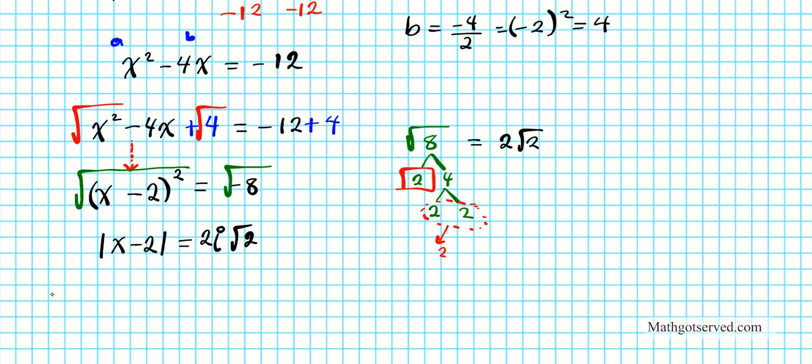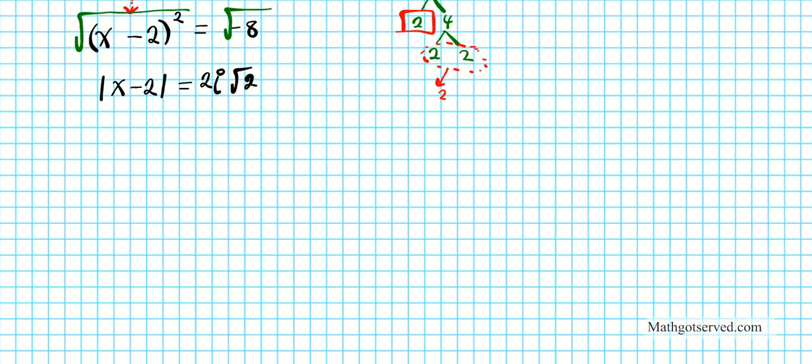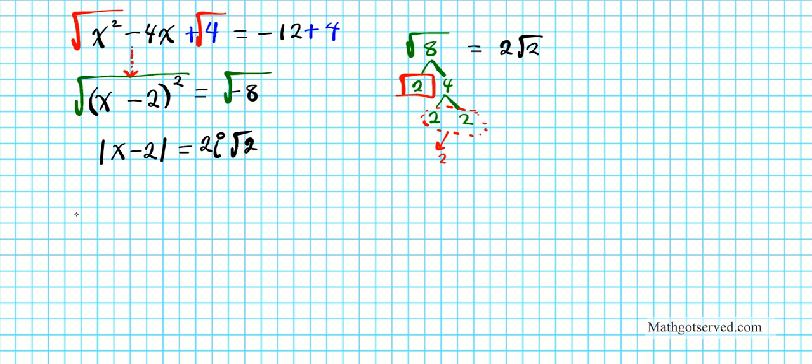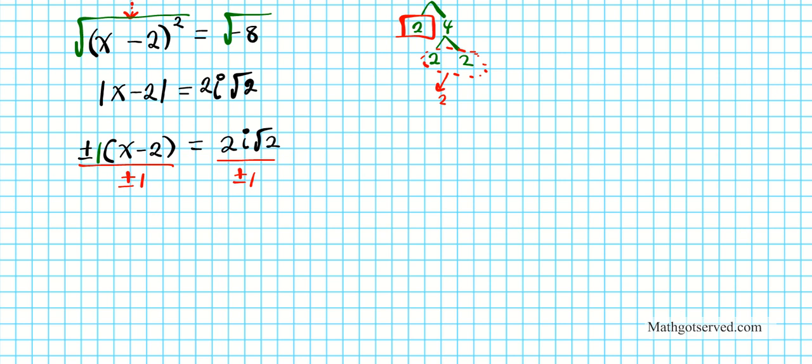Okay? All right. Now, if we break down the absolute value symbol, it's going to become plus or minus. So we have plus or minus x minus 2 equals 2i root 2. To get rid of this plus or minus, we can imagine there's a 1 right here. So we'll basically divide both sides by plus or minus 1 to move the plus or minus to the right side of the equation. All right, so on the left side, the plus or minuses cancel out. So we have x minus 2 equals plus or minus 2i root 2.